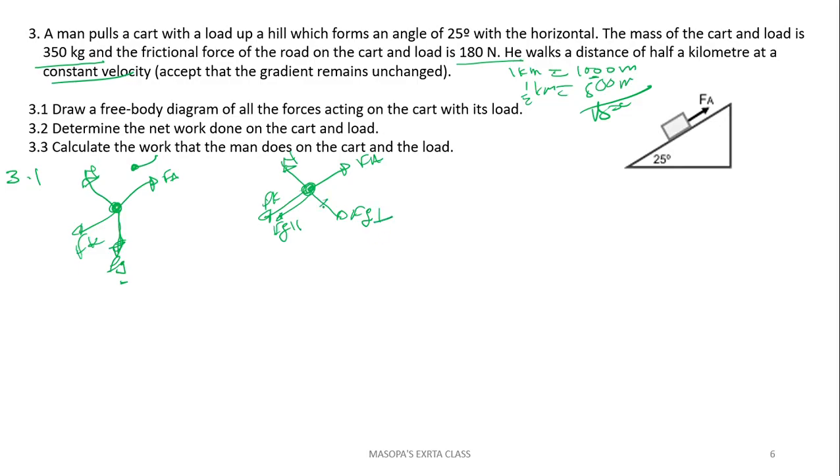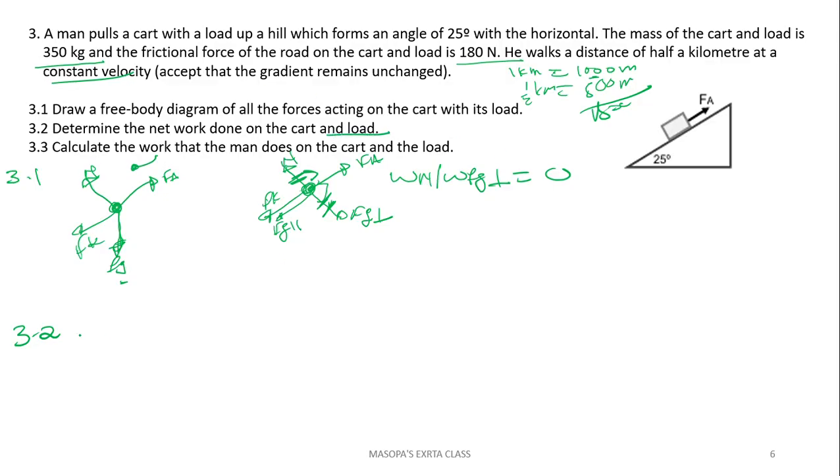So we know the work done by the normal force, and the work done by the Fg perpendicular, will give you 0. Why? Because of the 90°. That is the angle between your force and displacement. It is 90. Alright. 3.2, they say determine the net work done on the cart and the load.